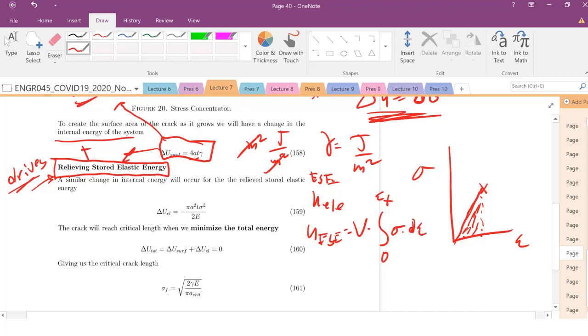So how do I rewrite this expression? Well, I know that in this regime, if I'm elastic and if I'm pulling my material like this, I can use my Hooke's law. This is the only time we could use it without using that tensor notation.